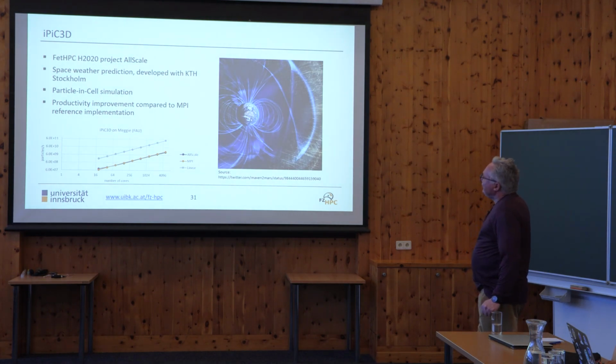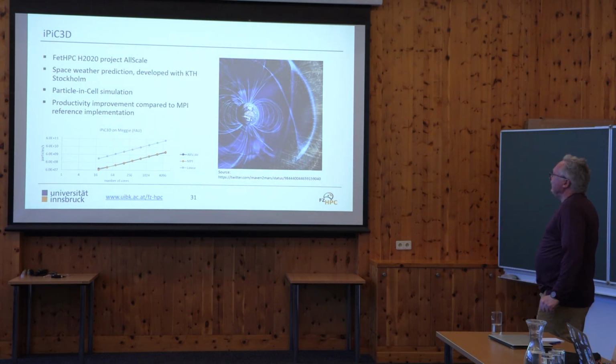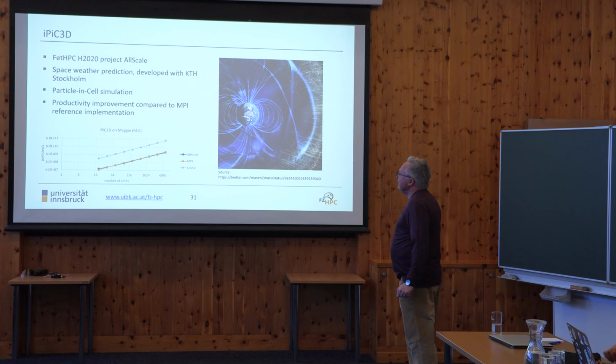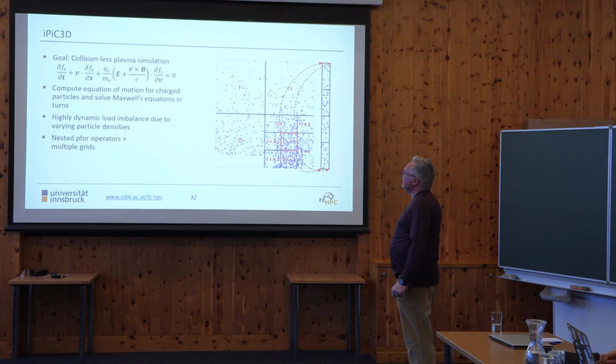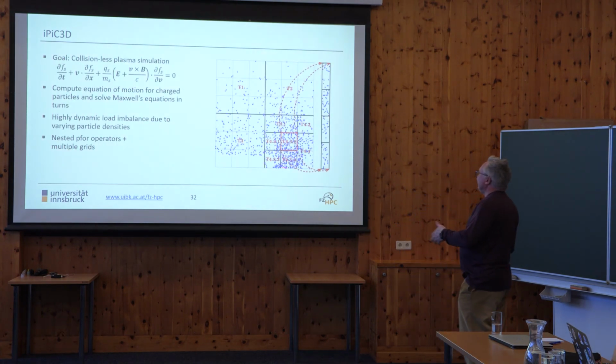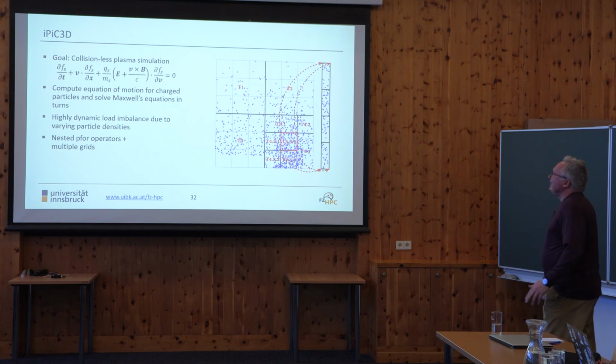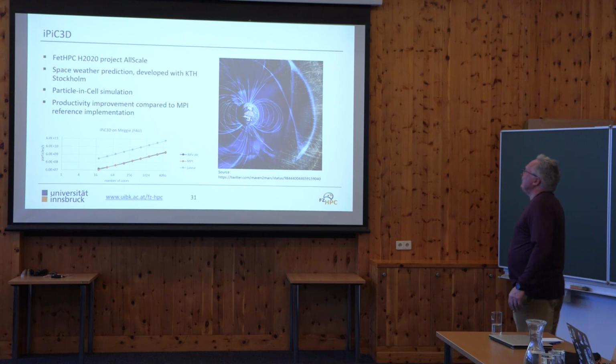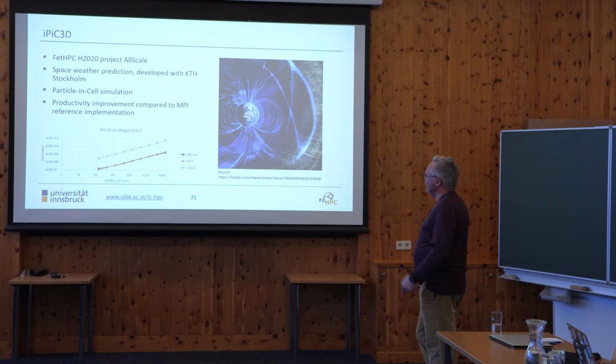Then there was another code provided by KTH Stockholm. It's a space weather prediction code, which essentially is a particle in cell simulation. And here, as you all know, if these particles move in specific areas, you have immediately a load imbalance problem. So it was not that trivial to code that up. Also not for the target architectures we considered.